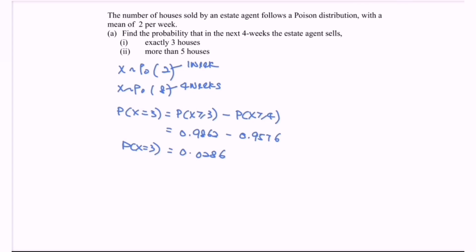Continue with question number 2. We have more than 5 houses. So kindly modify the situation. Probability that X is greater than or equal to 6. By referring to the table, the probability that X is greater than 5 will be equal to 0.8088.